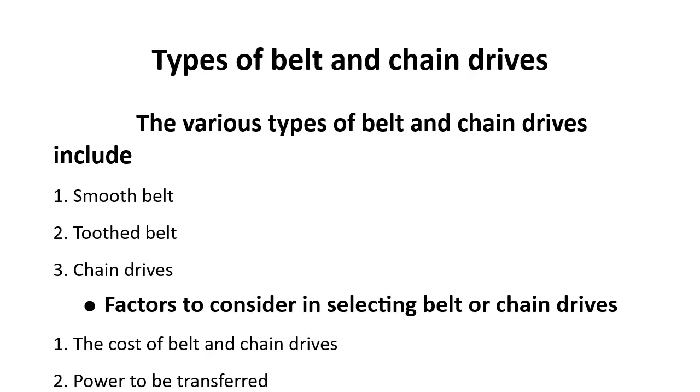Let's look at the factors to consider in selecting belt and chain drives. What are the factors to consider? Number 1 factor is the cost of the belt and the chain drives. Why do we have to talk of this? In trying to select the belt or chain to use, or in trying to decide which of them, we have to consider the cost. We see that the chain drive is costlier than the belt. Therefore, it depends on which one you can afford.